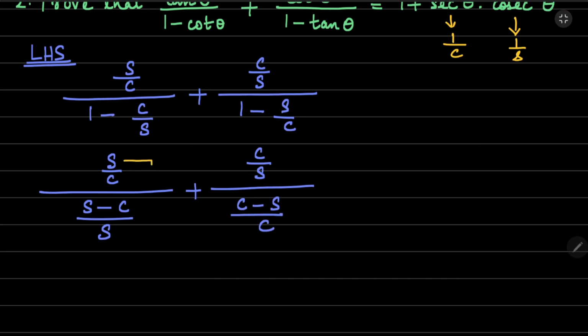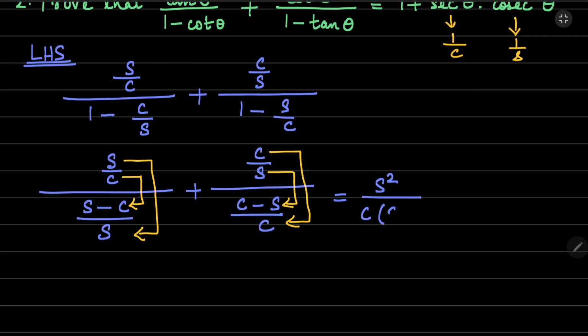Now how do you combine the terms when you have fractions in numerator and denominator? Numerator of the above fraction with the denominator of the lower fraction, and denominator of the upper fraction with the numerator of the lower fraction. This is how you will always combine. Okay, so let me write it now. S into S, which is nothing but you have S square whole divided by C cos multiplied by sine minus cos. Okay, plus cos into cos is cos square whole divided by sine multiplied by cos minus sine.